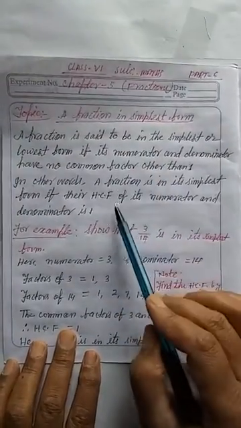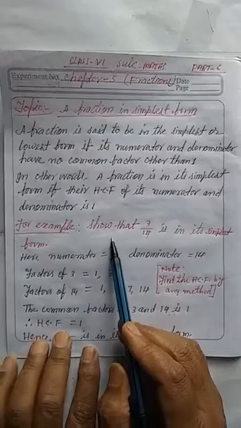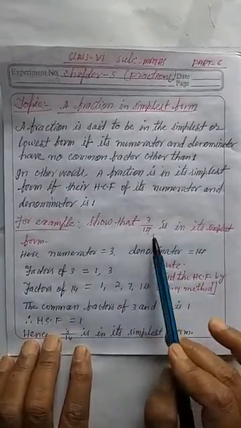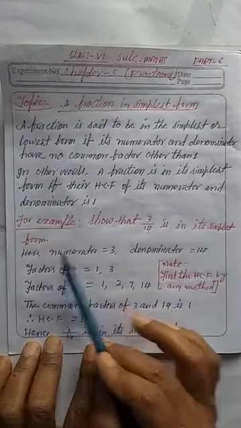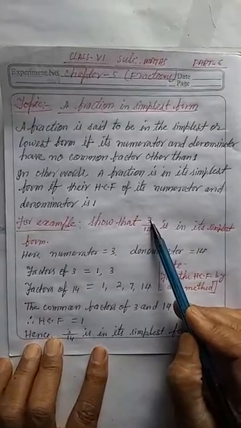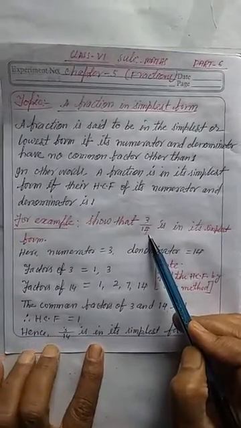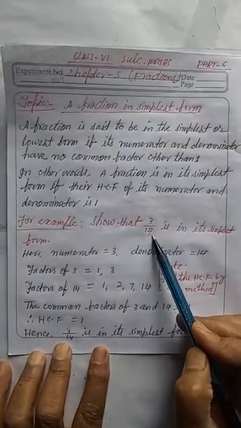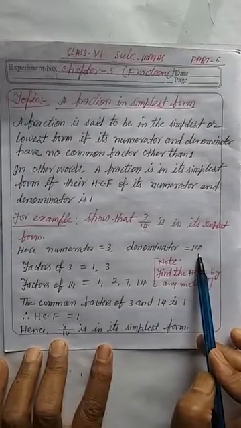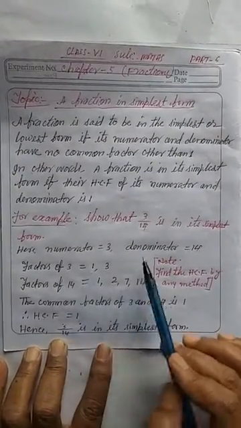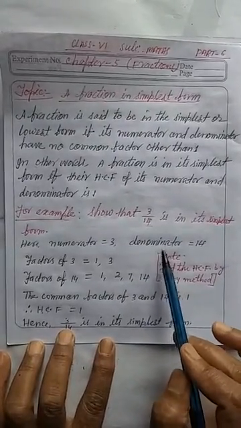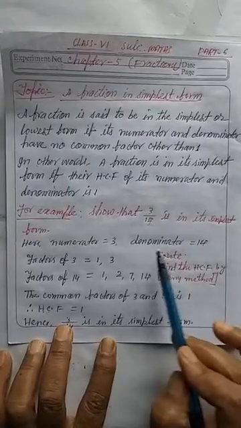On the basis of this definition, I am going to show example by example. For example, 3 by 14 is in its simplest form. Without calculating, we can say this is in the simplest form because 3 is a prime number. But now see how you have to show that. Here the numerator is 3, the denominator is 14. Students, you have to find the HCF by any method. You have 3 methods, so you can use any one, it is up to you.